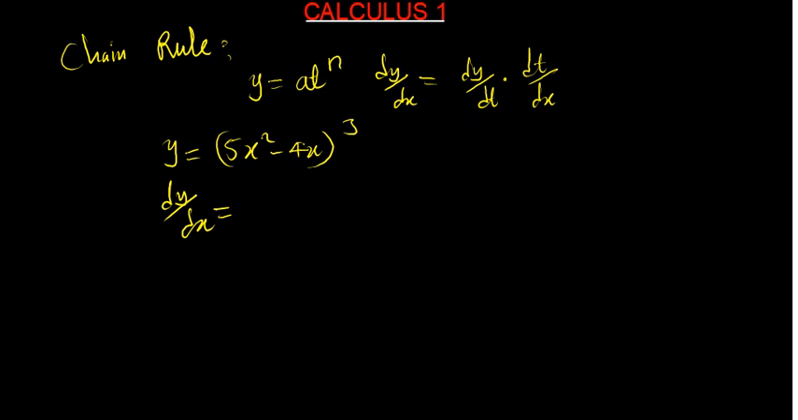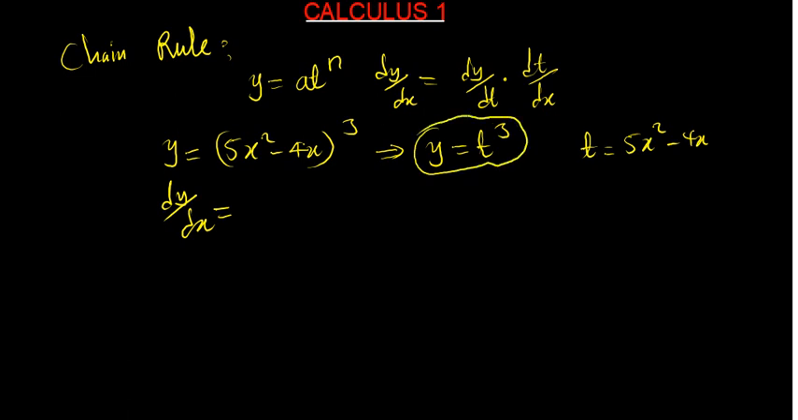So what we are taking is our t. So this can also be written as y is equal to everything which is inside here is what we are taking as t. So this will be t to the power 3, where our t is representing what is inside, 5x squared minus 4x. Okay? So the first thing is we are going to differentiate y with respect to t. So if we differentiate t to the power 3, what you are going to get is 3t to the power 2, isn't it?